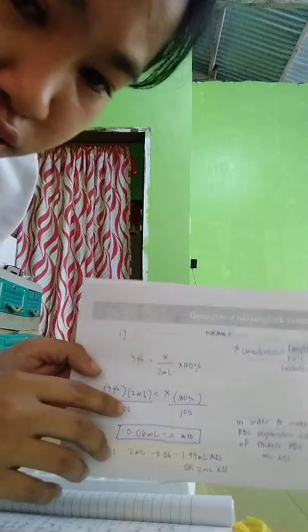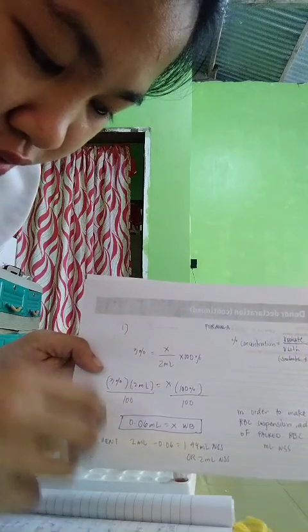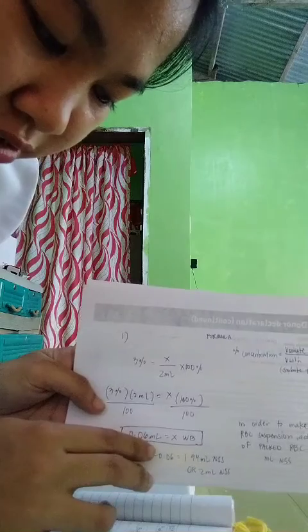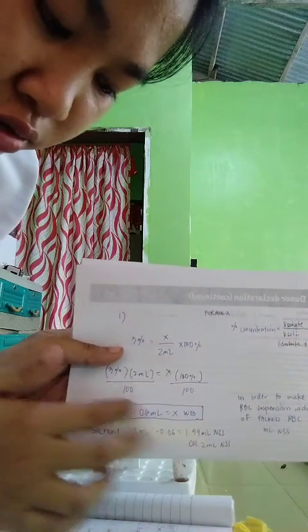3% times 2 ml is equals to, multiply by 100% over 100, and then the same 100%, then cancel, then 3 times 2 ml, 6 over 100. So the result will be 0.06 ml of whole blood. So we have now here the whole blood value, which is the 0.06 ml.